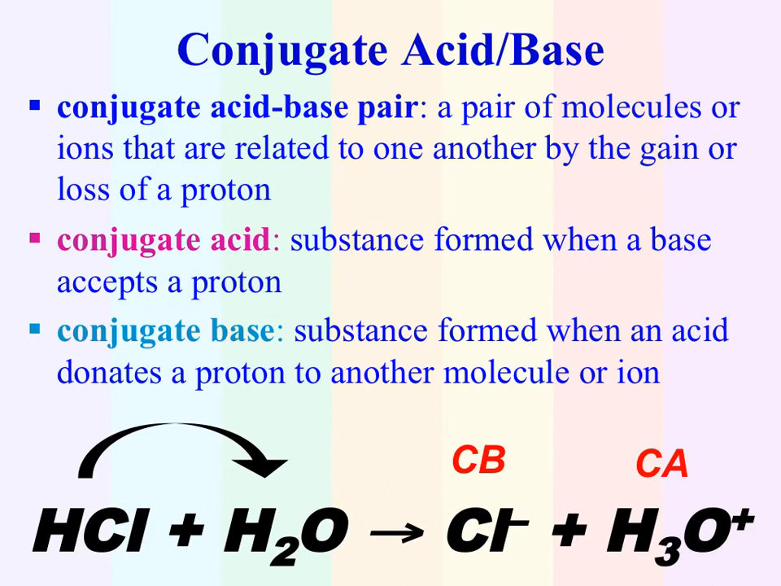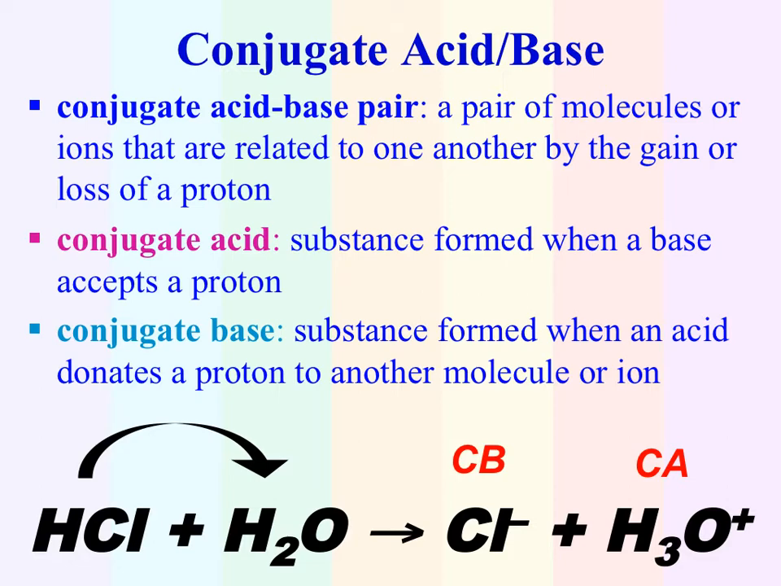So let's look at the conjugate acid-base pair a little bit more closely. A conjugate acid-base pair is a pair of molecules or ions that are related to one another by the gain or loss of a proton. Basically, Brönsted-Lowry acid-base reactions are going to give you conjugate acids and bases.